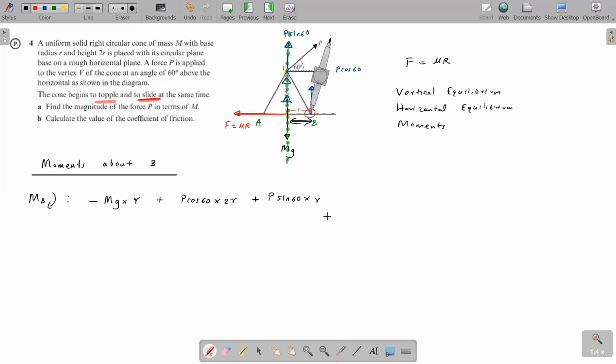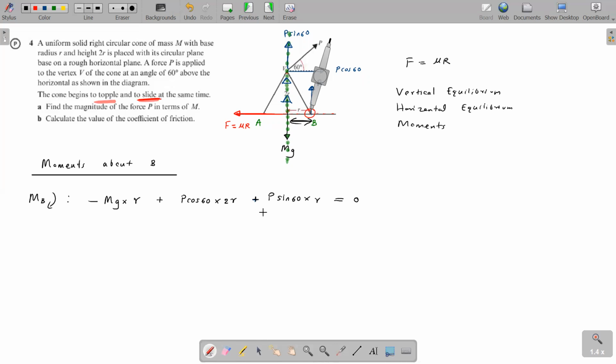Right, guys? Do you understand? So that's it. These are the three forces, right? These are the only three forces that give you moment, because the line of action of friction passes through B, it doesn't give a moment. Normal reaction passes through B, it doesn't give a moment. Only P sine 60, P cos 60 and mg give you moment, so that the sum of moments must be equal to 0.